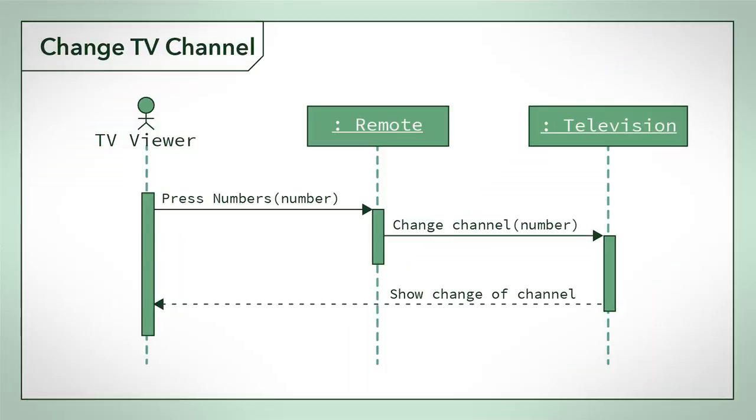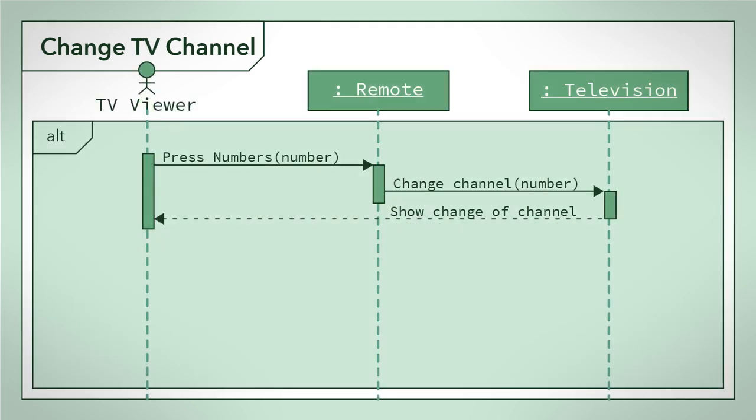Say the TV viewer is unsure what channel to go to and would like to surf the channels until they find a channel they like. I can wrap the previous sequence I just drew as part of an alternative process, so that it is a sequence of actions that will occur if a condition is true. So I put the sequence in a box and label it alt for alternative in the top right corner.